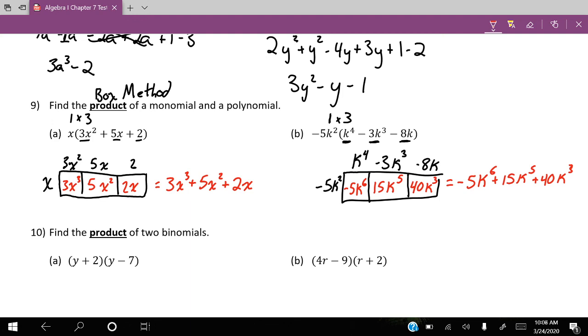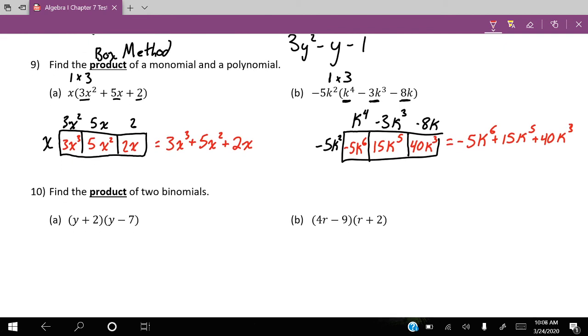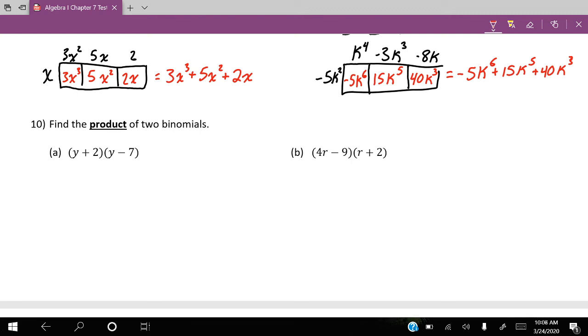Number 10 is actually a little bit more difficult, simply because instead of a monomial times a polynomial, it is the product, so again, box method, of 2 binomials. For those of you who are like, why are we doing box method instead of FOIL? You can do FOIL. There's nothing wrong with FOIL. I personally like box method. It's really nice for visualization. So, box method.